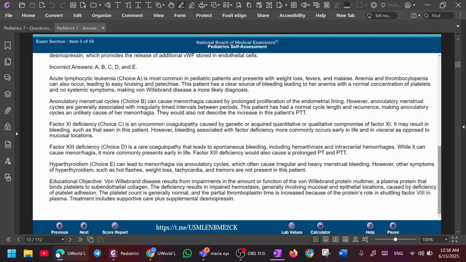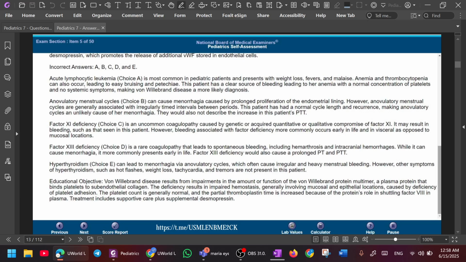Anovulatory menstrual cycle can cause menorrhagia caused by prolonged proliferation of the endometrial lining. However, anovulatory menstrual cycles are generally associated with irregular time intervals between periods. This patient has had normal cycle length and recurrence, making anovulatory cycles an unlikely cause of menorrhagia. They also would not explain the increase in this patient's PTT. Makes sense.